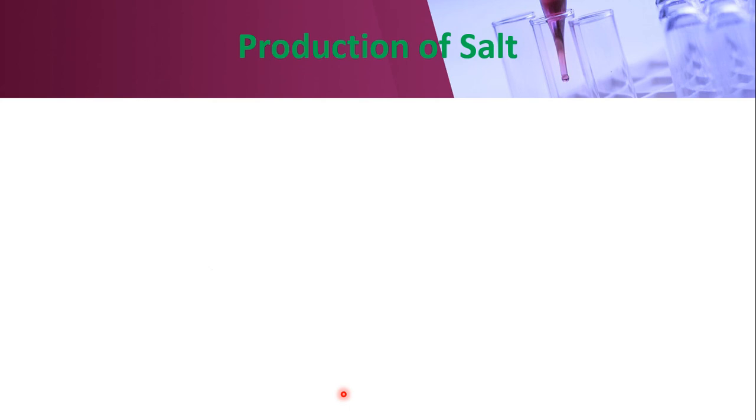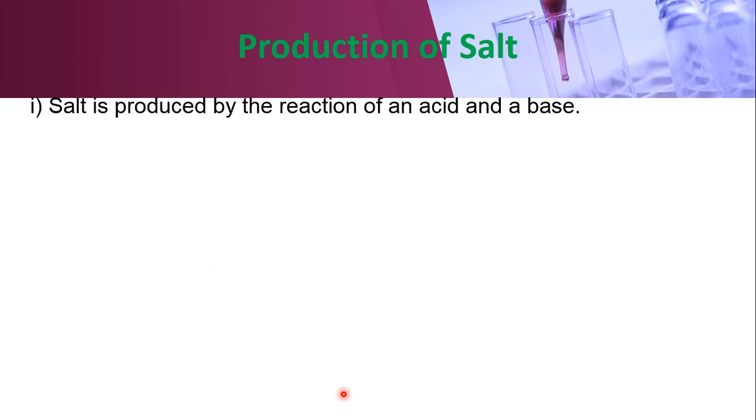Now we will learn production of salt. Already we learned that salt is produced by the reaction of an acid and a base. That means salt is only produced this way? There is no other way by which we can produce salt? No. There are also some other ways by which salt can be produced. Here, this is the main way to produce salt, that is, salt is produced by the reaction of an acid and a base.